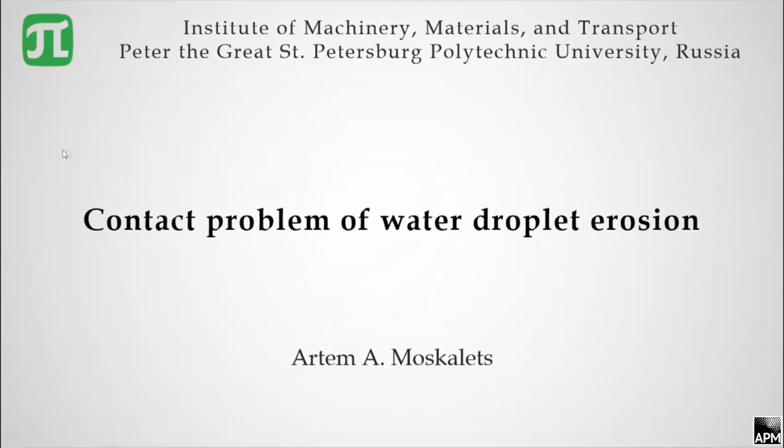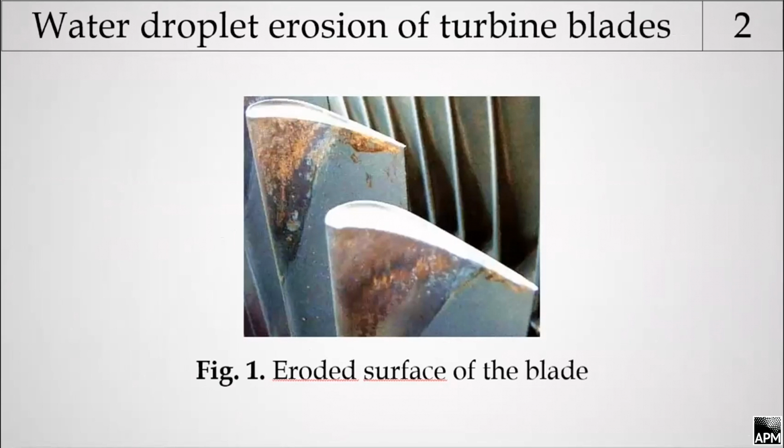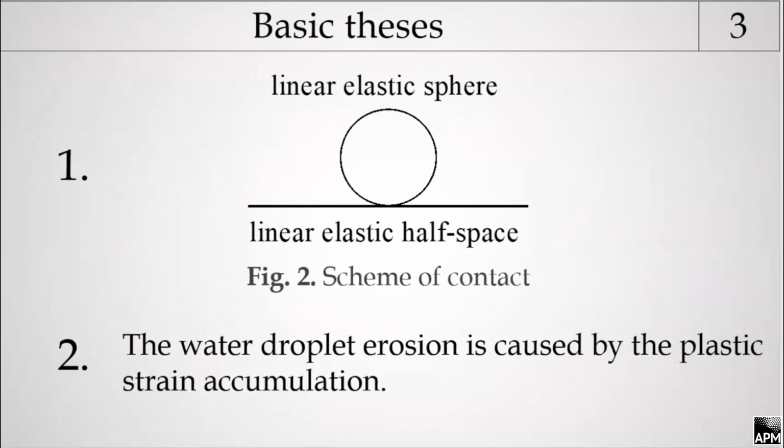Dear colleagues, let me present the paper on the mathematical modeling of the water droplet erosion. This phenomenon occurs to the steam turbine blades during the turbine exploitation. The main purpose of this effort is to find the conditions of the erosion. The basic points of the approach are presented at this slide.